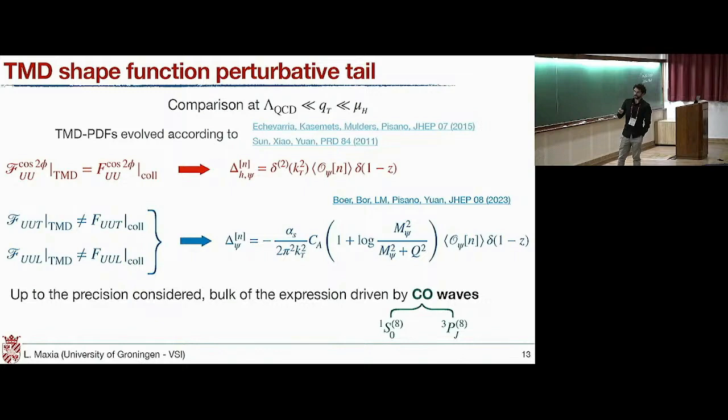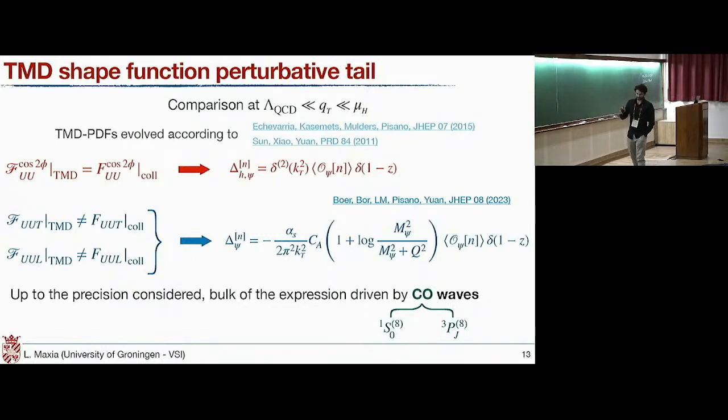Instead, if you look at the FUT and FUL cases, you have a mismatch. If you take only the TMD evolution, it's not enough to accommodate all the logarithms that appear there, which implies that some of these logarithms need to go into the TMD shape function. So by allowing the TMD shape function to solve the mismatch, the perturbative tail of these objects is given by this quantity. It takes basically all the Qt independent terms.